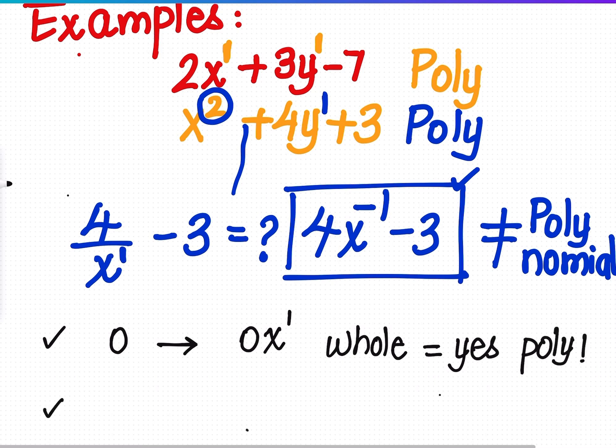All right, next up, let us take another example. Let us say 3x minus 1. Is this a polynomial? Obviously, by now you know that the power of x is a positive whole number. So yes, it is a polynomial.